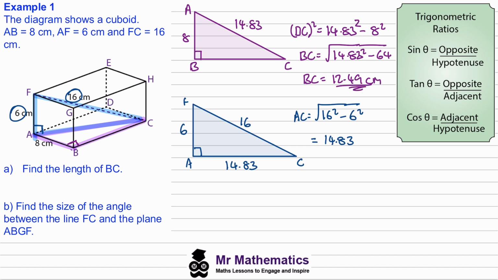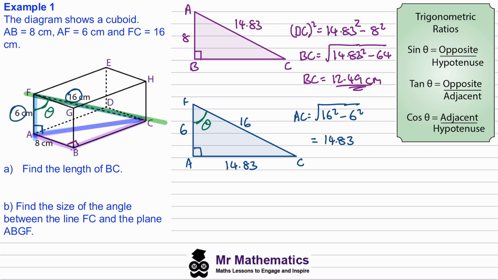Okay? And then for part B, find the size of the angle between the line F to C, I'll show this in green, and the plane ABGF. And that'll be the face of this rectangle here. So what we're looking for is the angle from A to F to C. I'll call this angle theta. And that's the same as this angle here.